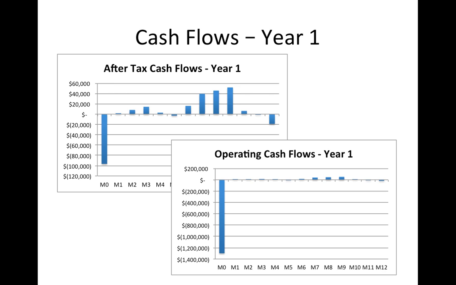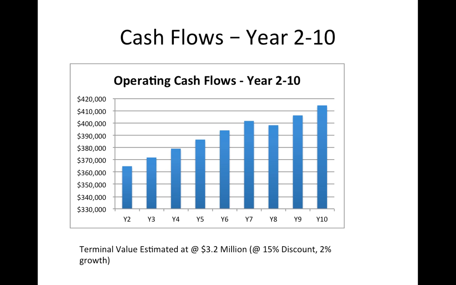But so it looks a little bit scary initially, but if you look at kind of what's going on year to year, from year two forward, not so bad. Each year we're looking at somewhere starting out about 365,000 of positive cash flows. And over time that's growing. You see that in year 8 it kind of dips down and goes back up.